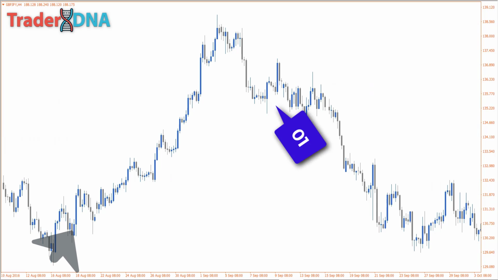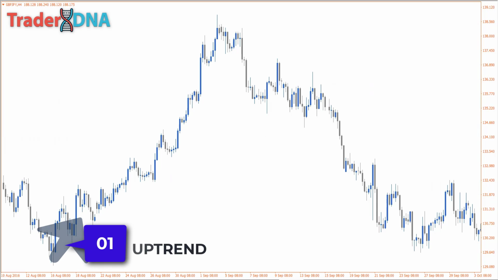Step 1. Uptrend. The first part of the head and shoulders pattern is the uptrend. It is an upward movement that eventually experiences exhaustion. As a general rule, the longer the uptrend persists, the greater the likelihood of a reversal.